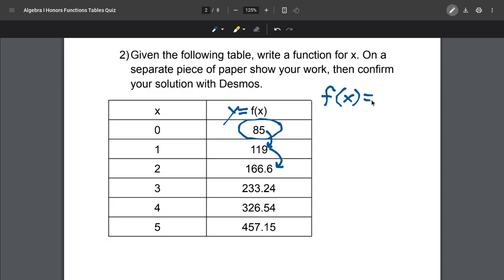It's going to take the form f of x equals some initial amount a times a base to the x power. Okay, so the initial amount a is going to be 85.